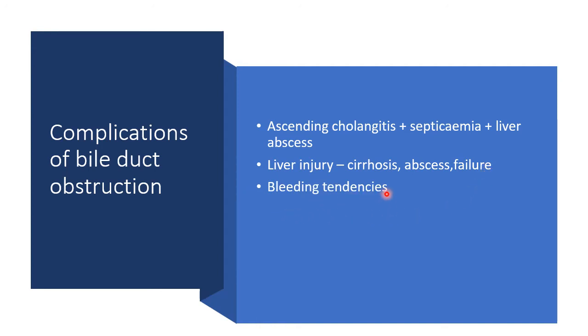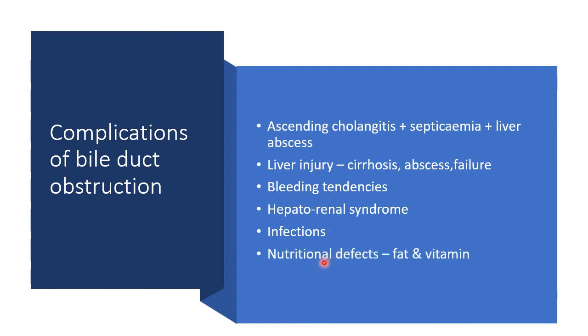Bleeding tendency is another important complication due to the lack of vitamin K. Hepatorenal syndrome is another important complication which can lead to acute renal failure. Infections of various kinds, especially gram-negative infections, are common in patients with liver failure and obstructive jaundice. Nutritional deficiencies are important complications due to the lack of bile in the intestine. Of importance are fat and fat-soluble vitamins that are not absorbed due to the lack of bile.